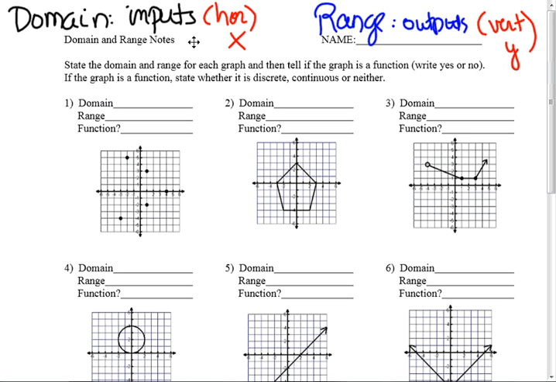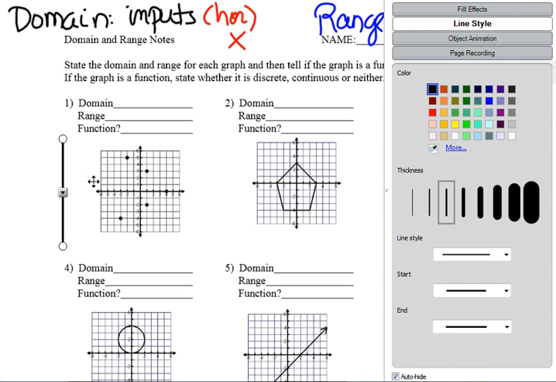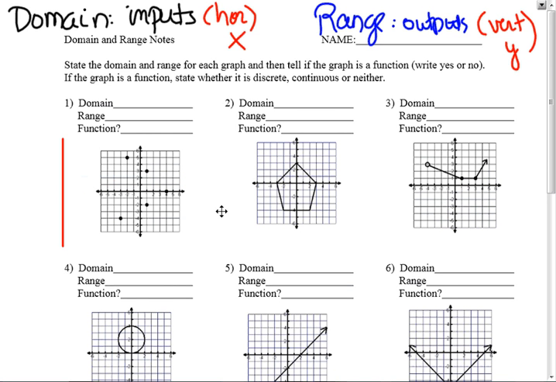Good. Now, do you remember what a function is? And how to tell if a graph is a function? A vertical line cannot cross the graph in more than one place. Okay, so I'm going to take my vertical line and I'm going to drag it across this graph here.